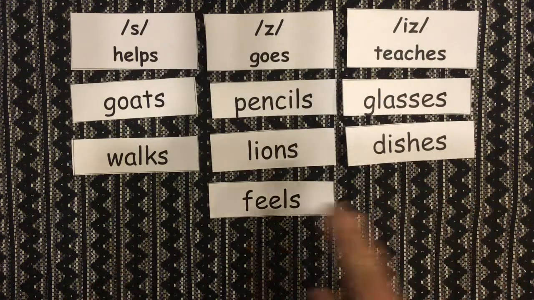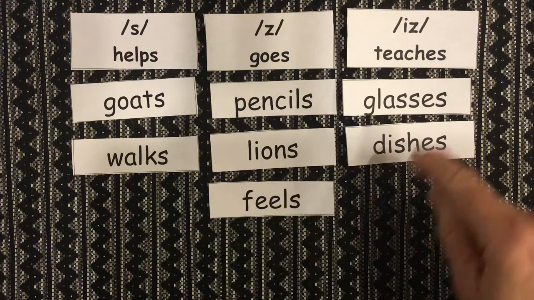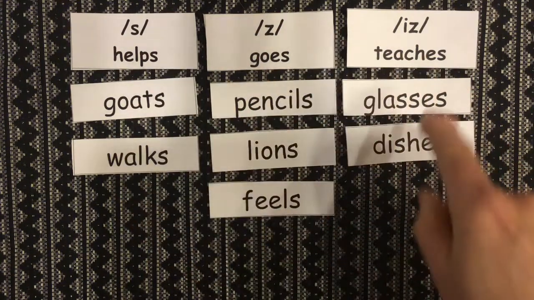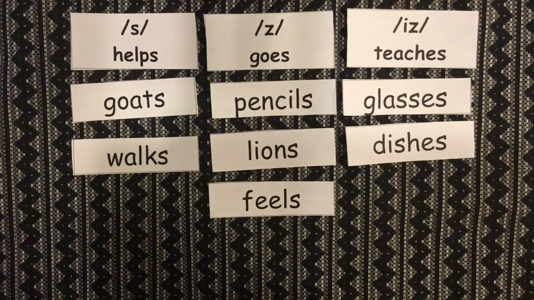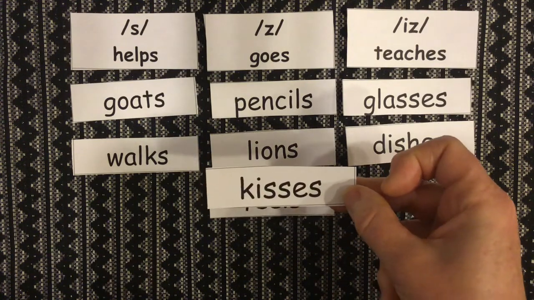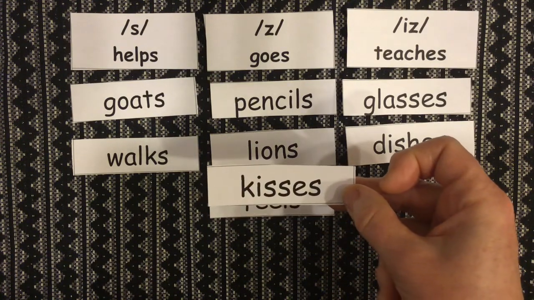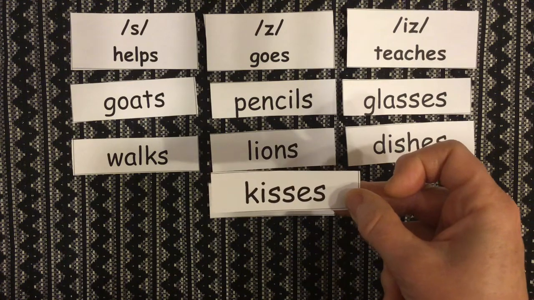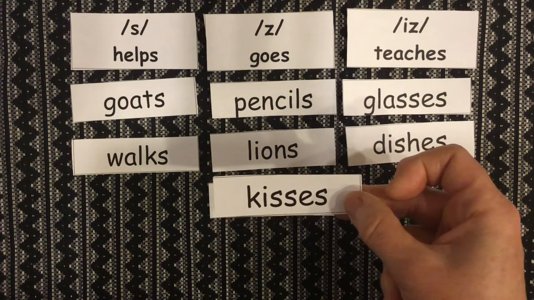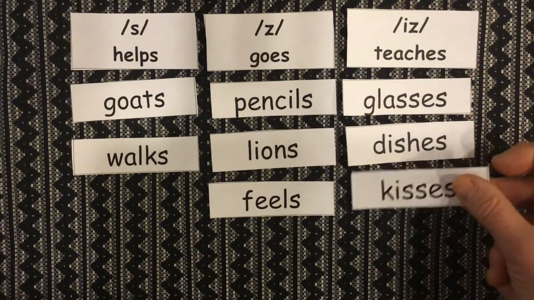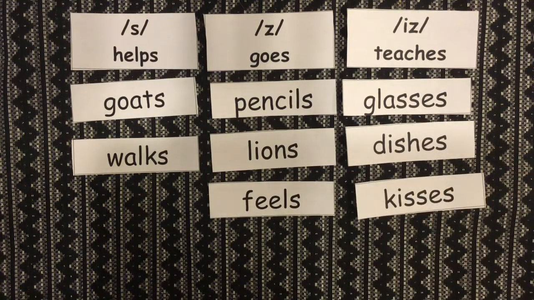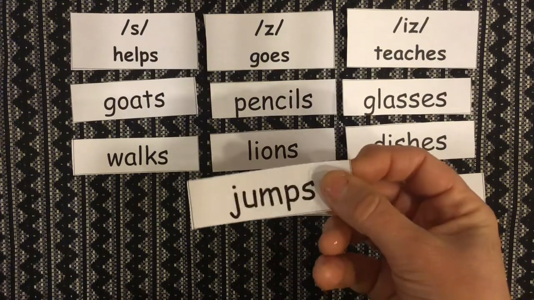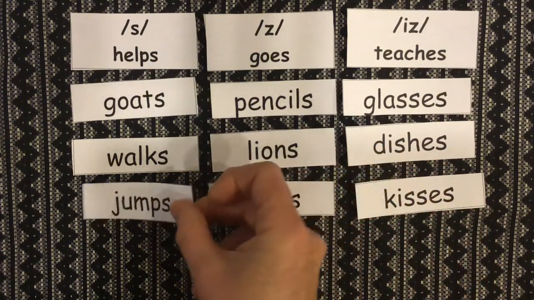Feels. So notice so far we have s, s, and es, but they can sound these three different ways, right? Let's keep going. Kisses. Isn't that very nice? Kisses. One kiss. More than one, iz. Kisses. Iz. Where does that go? I hope you thought over here with iz. Let's do another one. Jumps. Jumps. S, s, s. S ending.